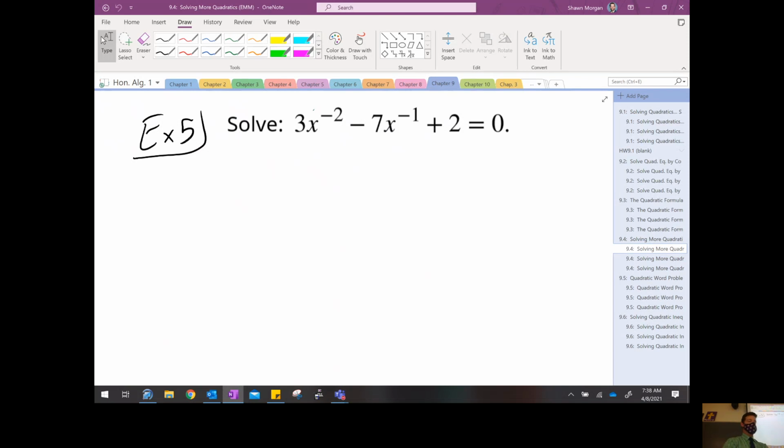Tiago, what'd you let U stand for? Very good. That's our first step, fellas. Let U equal x to the negative first, because we realized that x to the negative second would therefore be what? U squared, right? So if U equals x to the negative first, then U squared equals x to the negative second, and we could just do a straight substitution.